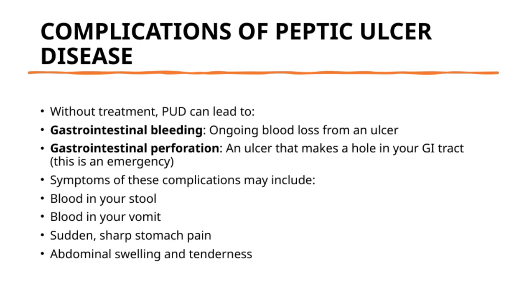Symptoms of these complications can include blood in your stool or blood in your vomit, which are clear signs that something's wrong. You might also experience sudden, sharp stomach pain or notice abdominal swelling and tenderness. These symptoms should never be ignored, as they indicate that the ulcer may have worsened or caused a serious problem. Understanding these potential complications highlights why prompt treatment of peptic ulcers is so crucial. It's not just about relief, it's about preventing life-threatening situations and ensuring overall health.